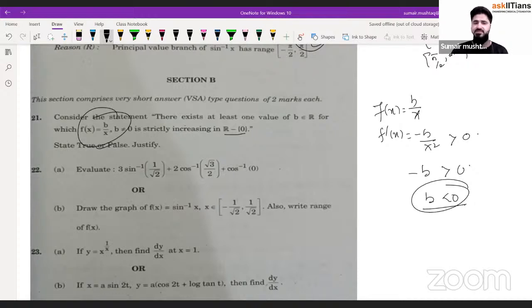Okay. Now next question, very easy question. This is 3 sine inverse of root 2 by 2, so I can write it here: 3, what is sine inverse of 1 by root 2? It can be pi by 4. Plus 2 times cos inverse of root 3 by 2, where cos gives root 3 by 2, that is pi by 6, right? Where cos gives 0, that is pi by 2. Add this up, get the answer. Okay. Easy question.